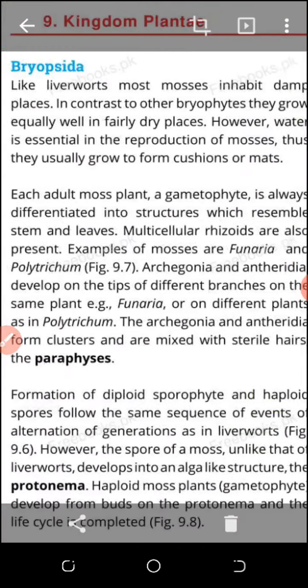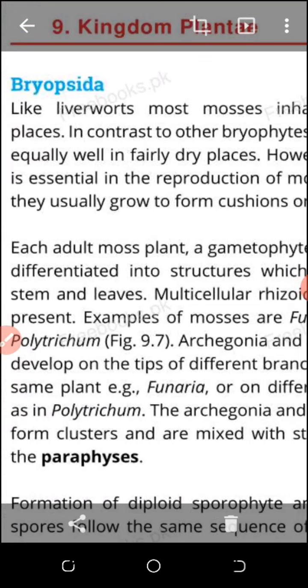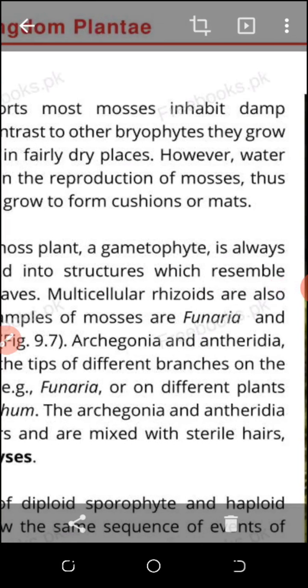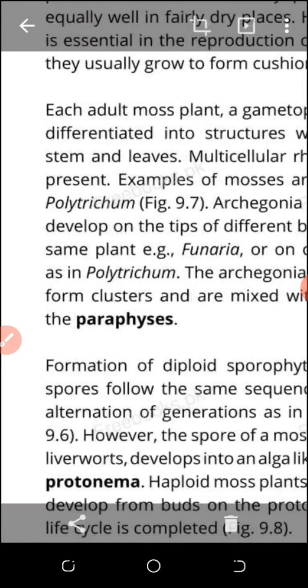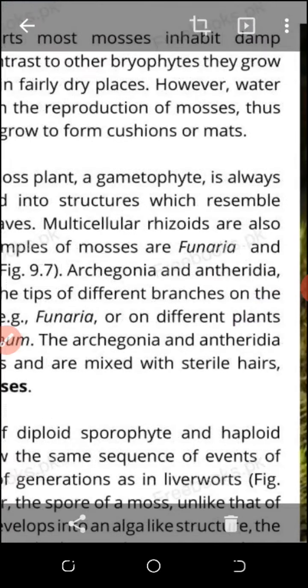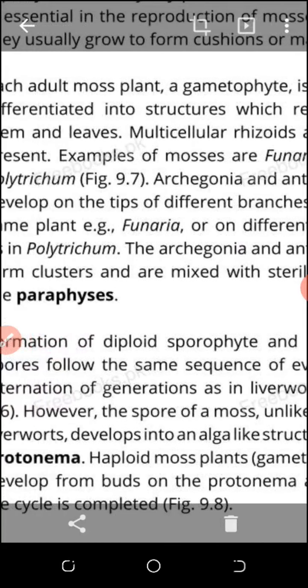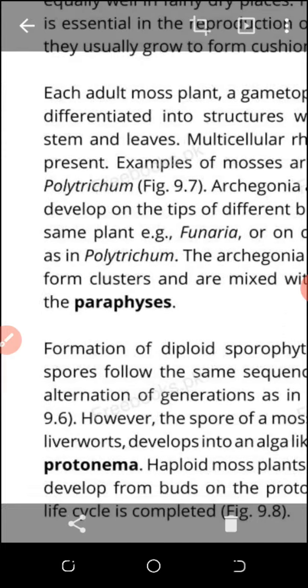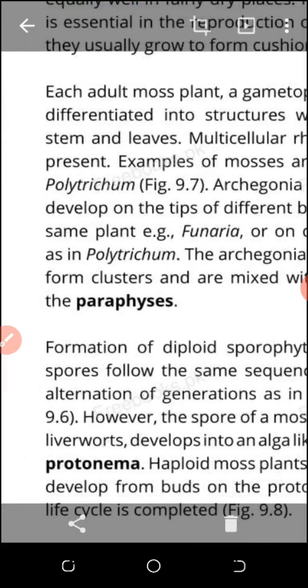Go back to another group of the bryophyta, Bryopsida. Bryopsida example is mosses. Their life cycle is almost the same, with a little bit of difference, which I am telling you, between mosses, for example Funaria, which is a very famous plant. Now I will tell you about the difference between the Bryopsida and the Hepaticopsida.